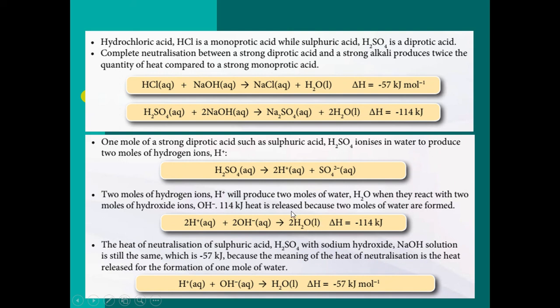Bermakna kalau ikut equation, kalau guna diprotic tadi, dia akan jadi 2 mole of water kan. Nilai delta H 114. Sekiranya dia nak delta H untuk secara definition, okey, untuk 1 mole of water bermakna kita kena bahagi dengan 2 di sini. Ini bahagi 2, ini pun kena bahagi 2 semua. Jadi akan dapatlah balik equation yang sama, iaitu dengan yang asal, dengan yang monoprotic, which is negative 57 kilojoule per mole. Okay, alright.